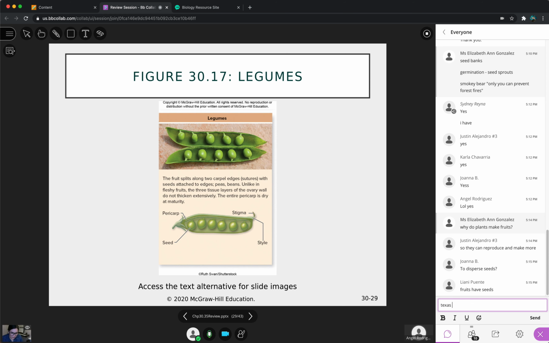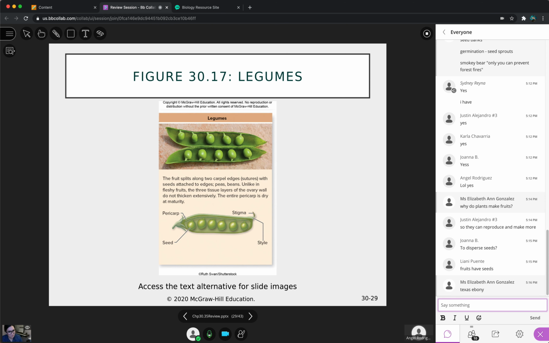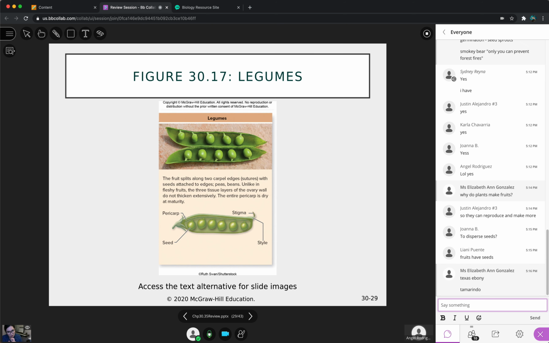A native tree, Texas ebony. They have what we call pods, and maybe you've seen them. They're just these big black things. What's another one? I think tamarindo. Do you all eat tamarindo? The actual tamarindo is in a pod. That's a legume as well. So anything that comes in a pod is what we call a legume. That's kind of interesting.